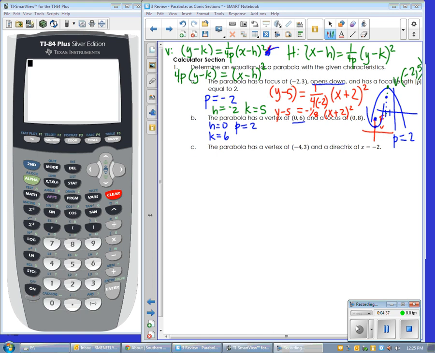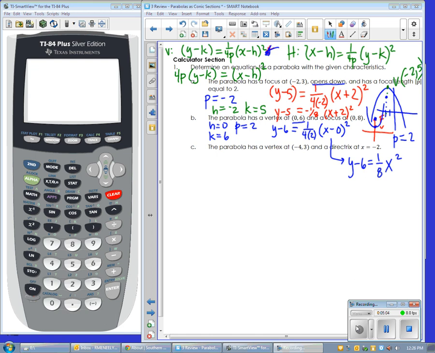So again, I just fill it out. y minus k, in this case y minus 6, is equal to 1/4 times p, which we discovered is 2, times the quantity x minus h, squared. When I simplify that, I get y minus 6 is equal to 1/8, and x minus 0 is just x squared.